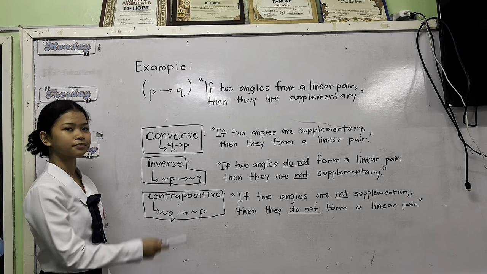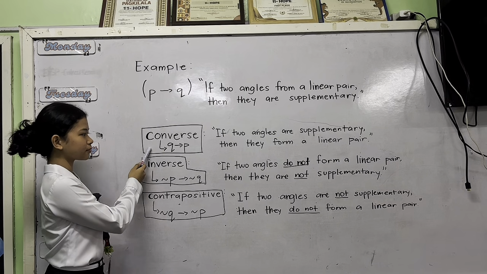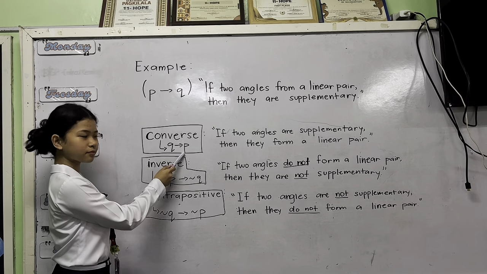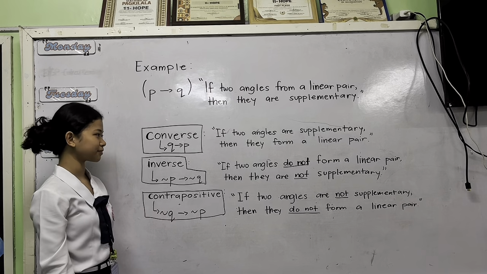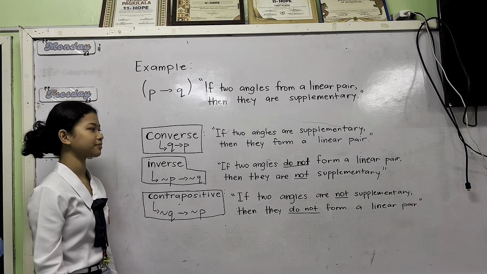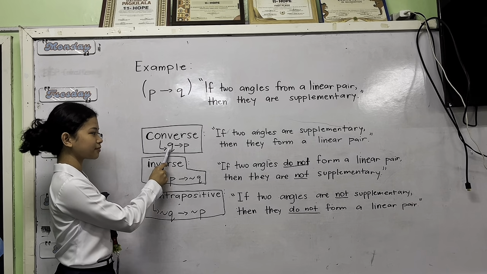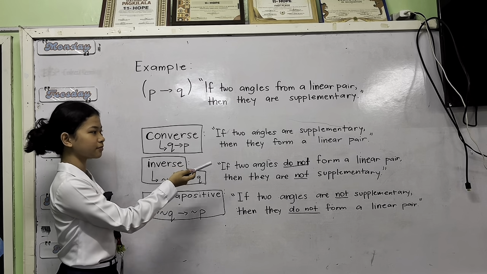To find the converse, Q implies P, you just have to switch P and Q. Therefore, if two angles are supplementary, which is our Q, then they form a linear pair, which is our P.